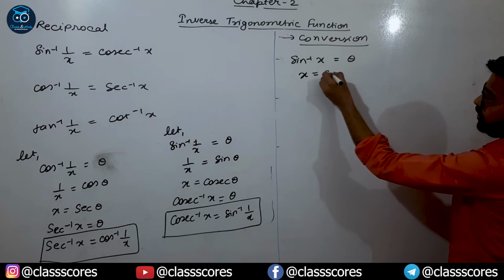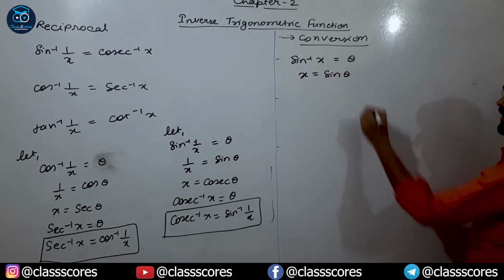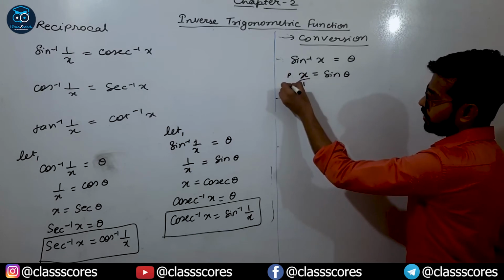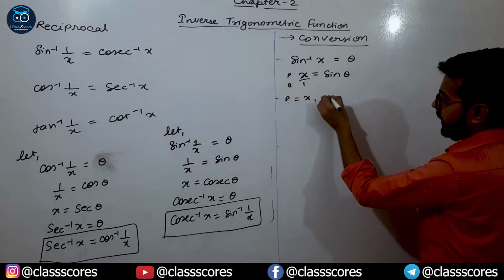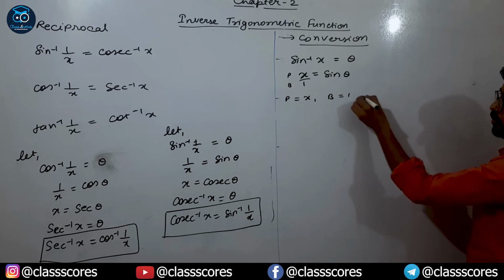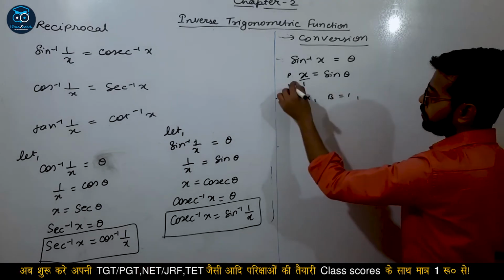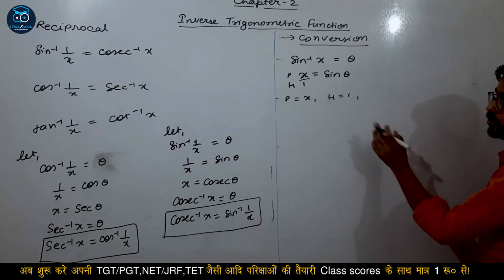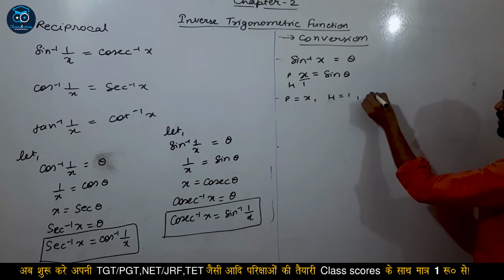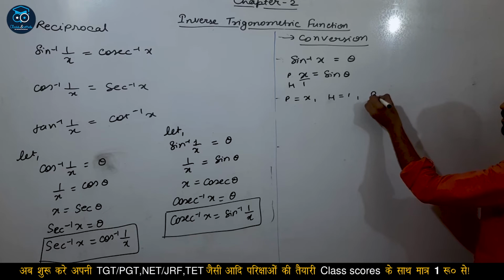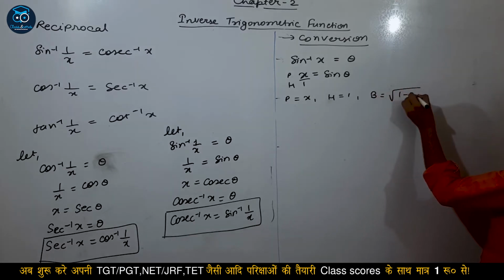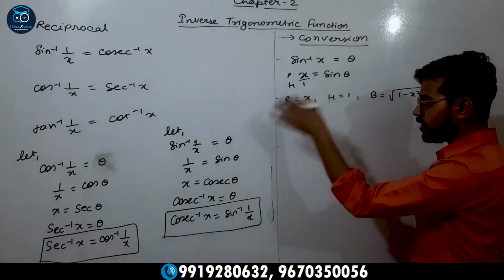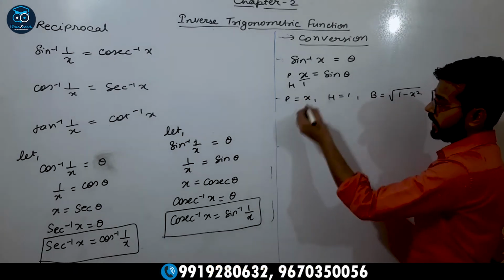Then we get the value of x equals sin theta. And we know very well what the sine function is: perpendicular upon hypotenuse. Here perpendicular is x, hypotenuse is 1. So with the help of the Pythagoras theorem, we can find the value of base, that is square root of 1 minus x square. Now you can write any of the trigonometric ratios. Like sin theta is this.